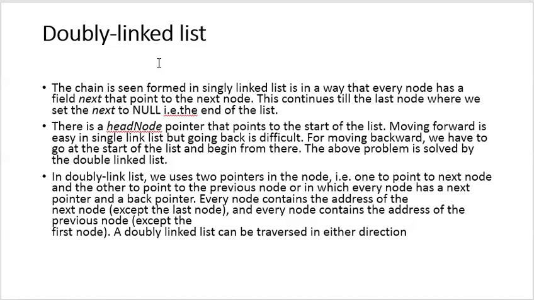Every node contains the address of the next node except the last one. The last one will have only the address of the previous node, as it is the last, so its next pointer will be pointing to null. Every node contains the address of the previous node except the first node, which will be pointing only to the next node. A doubly linked list can be traversed in either direction.